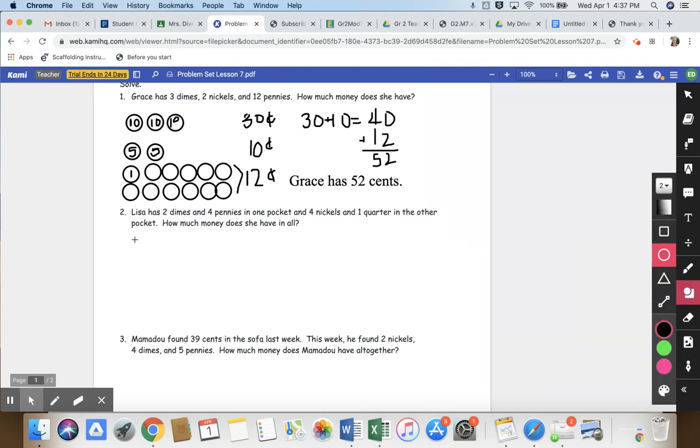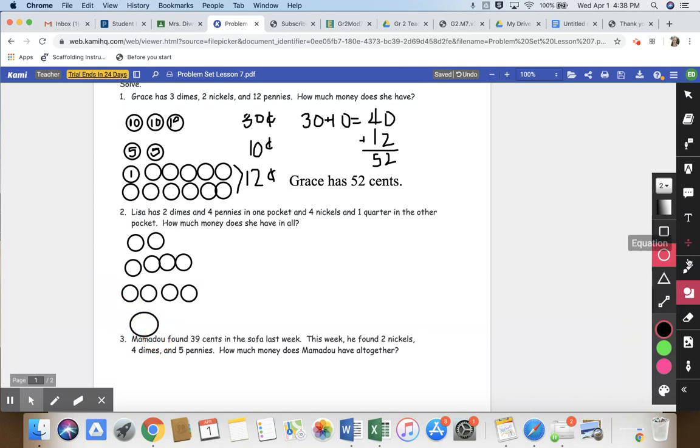So we've got 2 dimes that are worth 10 cents each. We've got 4 pennies, 1, 2, 3, 4 pennies. That's in her one pocket. And in her other pocket, she's got 4 nickels, 1, 2, 3, 4, and 1 quarter. I'm going to make my quarter a little bit bigger.